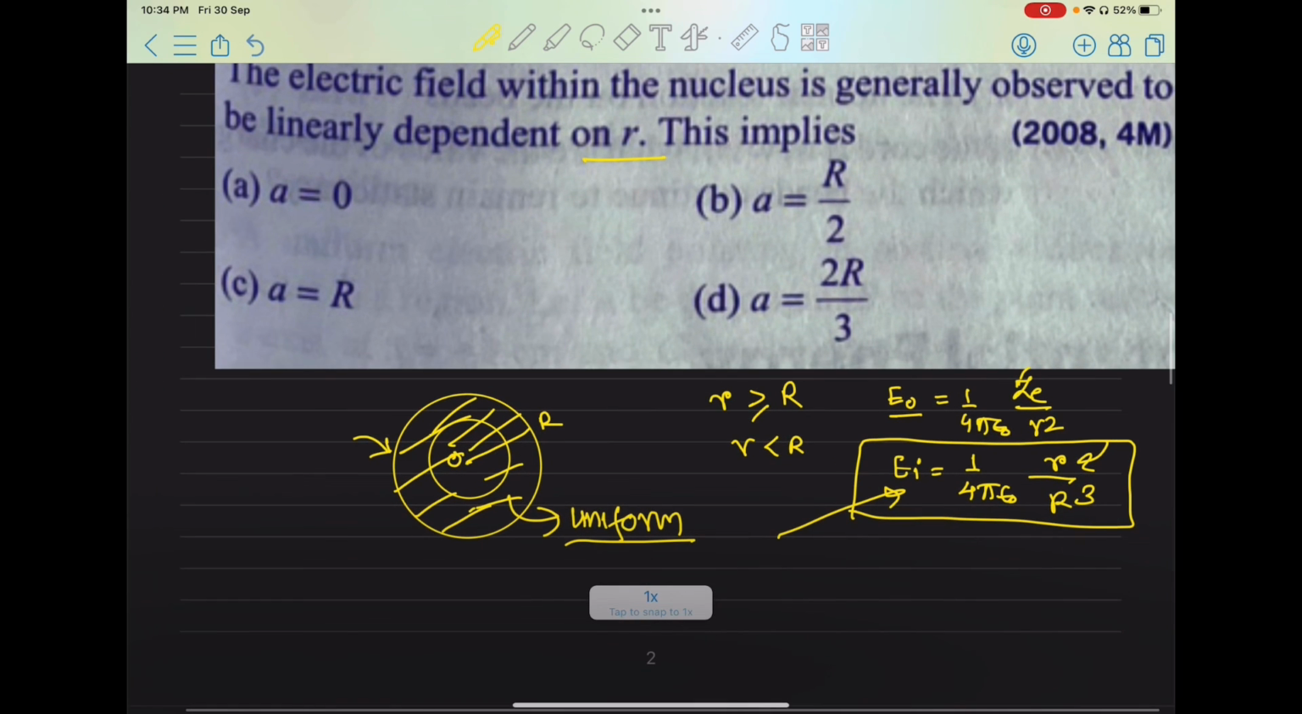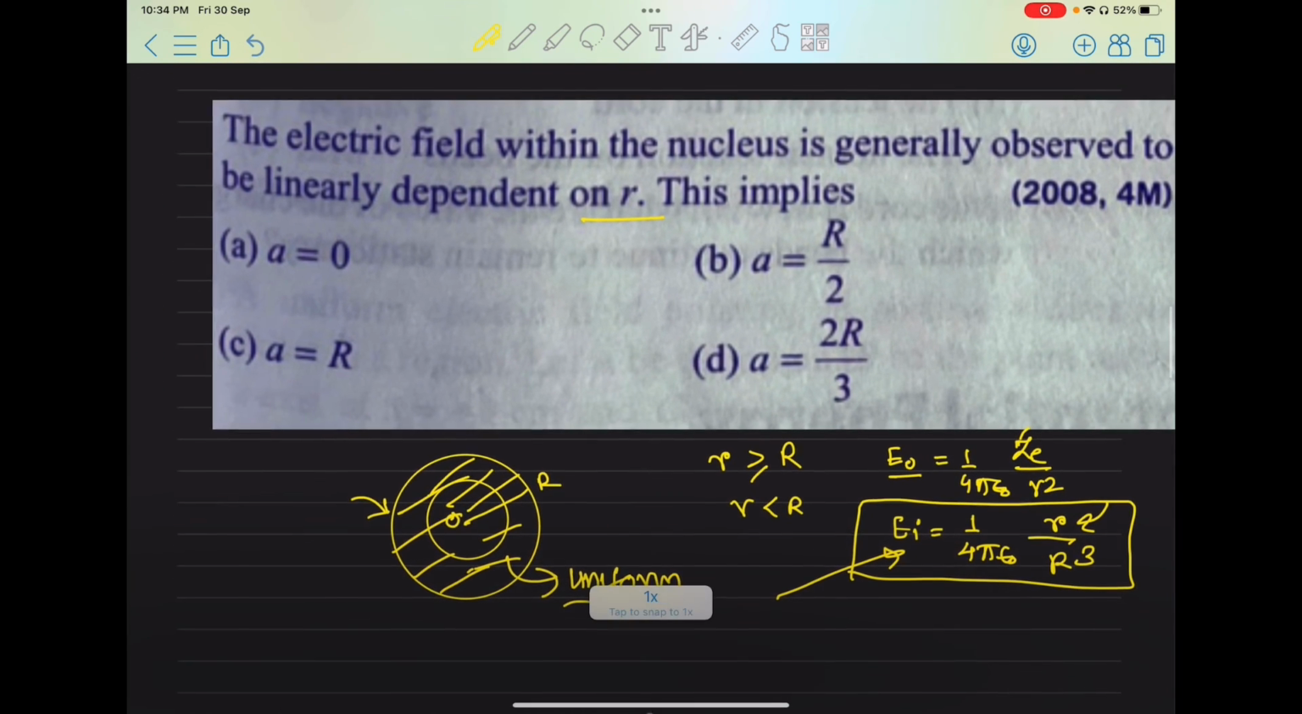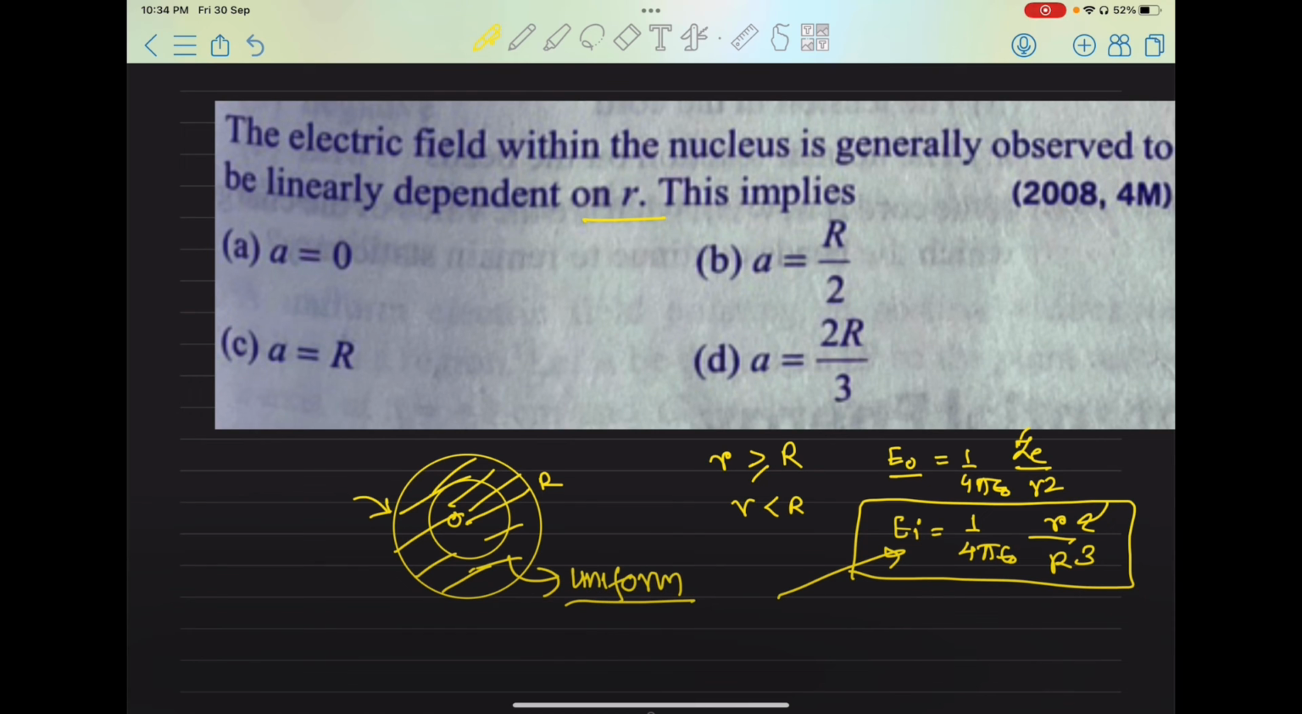Now let us come back to the problem. What does the problem say? The electric field within the nucleus is usually linearly dependent on r. That means the electric field inside the nucleus is proportional to r, exactly like this formula, where the electric field inside a uniformly charged sphere depends linearly on r. And this is true when the charge distribution is constant. Therefore, when the electric field is linearly dependent on r, that means the charge distribution should be constant.